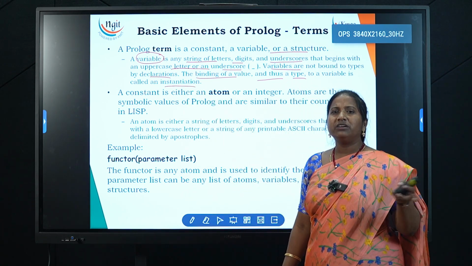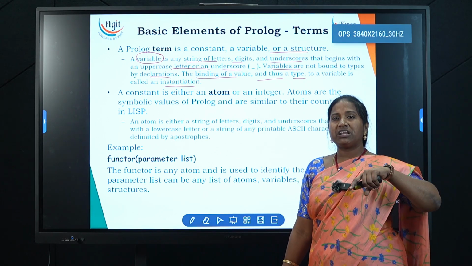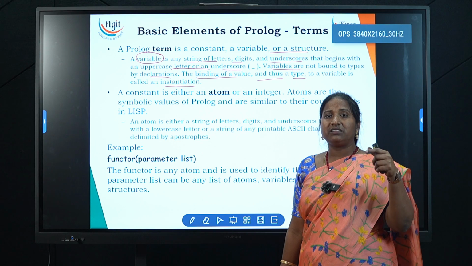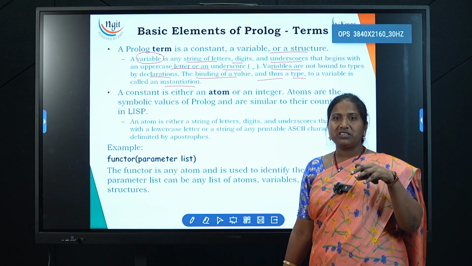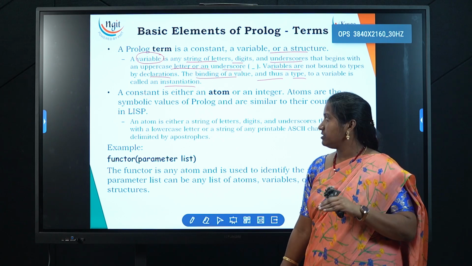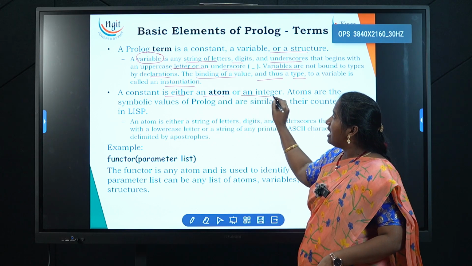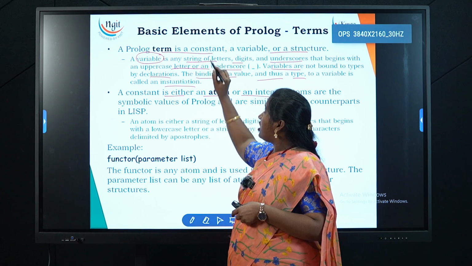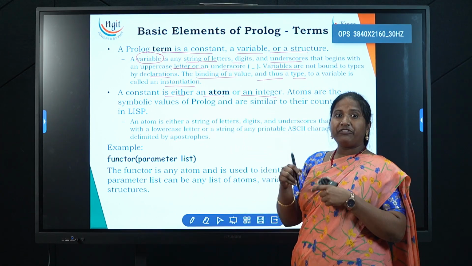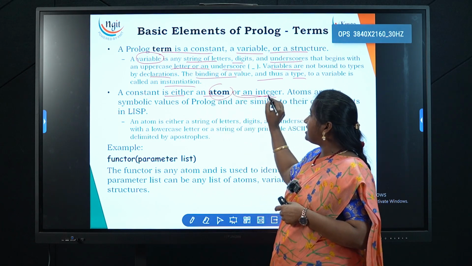So this is what we learned in the previous lectures of the 4th unit: when you initialize a value to the variable, we say it is variable instantiation. When you deallocate the memory, then we say it is deinstantiation. Now a constant is either an atom or an integer. So there are two things we were seeing, right? A term can be a constant, it can be a variable. If a term is a constant, we said it is an atom or it is an integer.